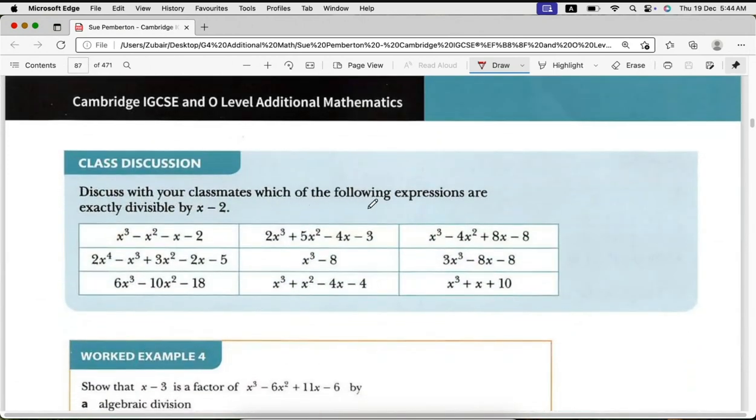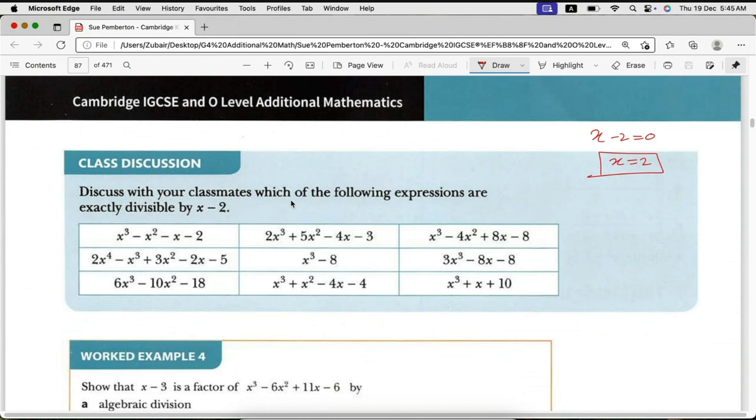And discuss with your classmates which of the following expressions are exactly divisible by x minus 2. Now we have 9 of these expressions. It would take very long if we go for long division and check if we get 0 as a remainder. So the other way is that we just write x minus 2 is equal to 0 and x is equal to 2. Now we would use our calculators and punch in these expressions and see where we are getting 0, and that is exactly divisible by x minus 2, and we would say x minus 2 is a factor.